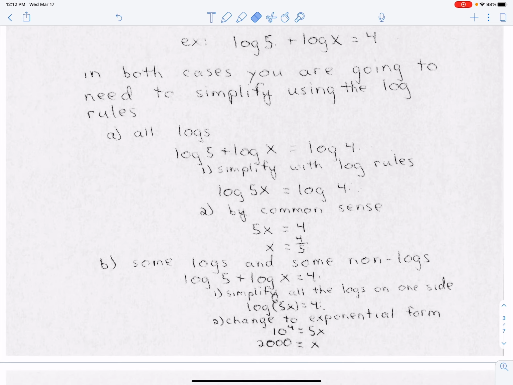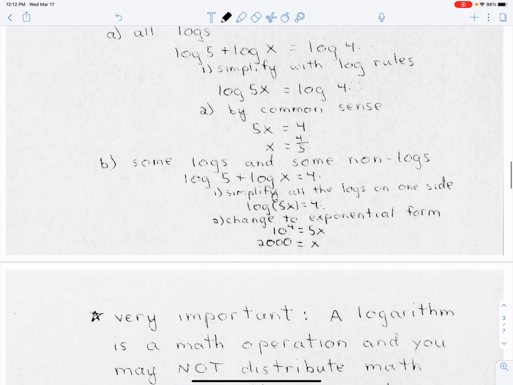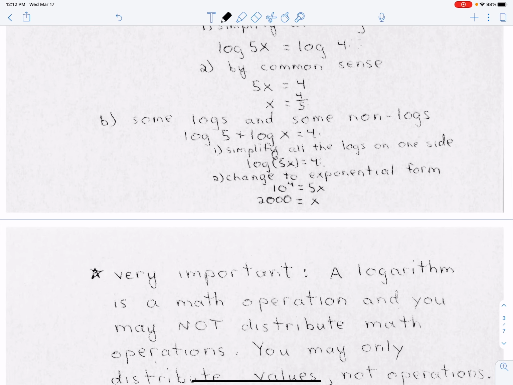Okay. All right, next, some logs and some non-logs. So we're going to get all the logs on one side. We've already got that here. Then we simplify all the logs using the log rules. And now we're going to change to exponential form.